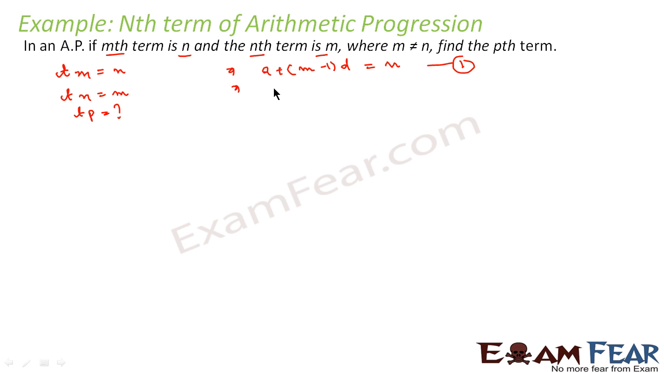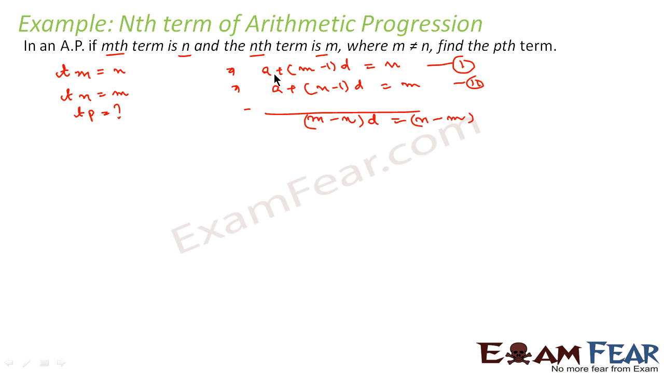From equation 2 we get T of n, that is a plus (n minus 1)d, which is equal to m. This is the second equation we have got. Now if we subtract these two equations, what we get is (m minus n) into d is equal to n minus m.